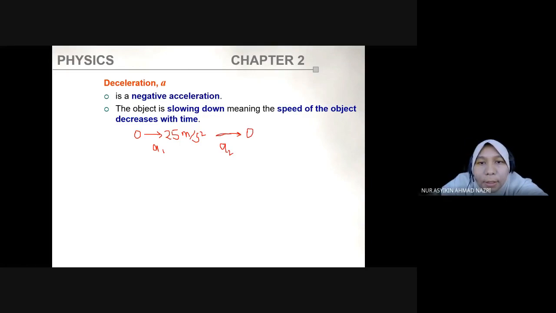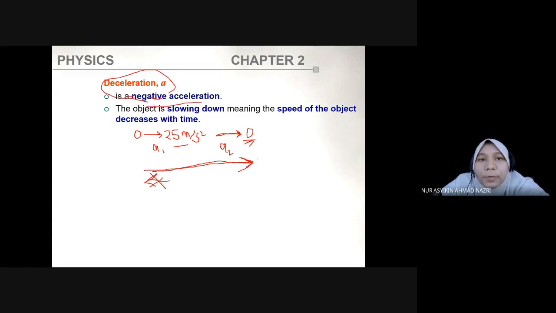But the direction, nampak tak direction ni? Direction dia pergi tu still in this direction. Bukannya tukar direction arah sini, tak. So the direction is still in this direction. But the acceleration decrease. Maksudnya from the 25 jadi 0. The acceleration decrease. So that is deceleration.